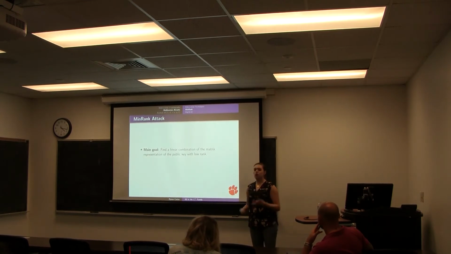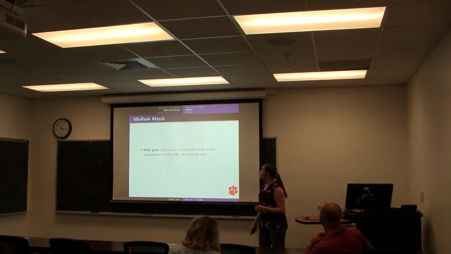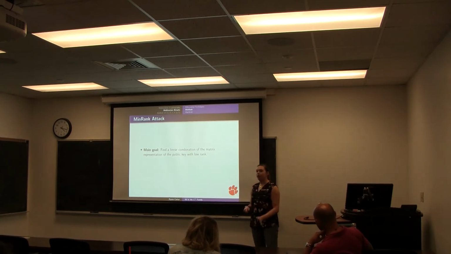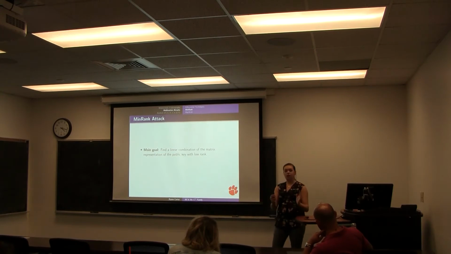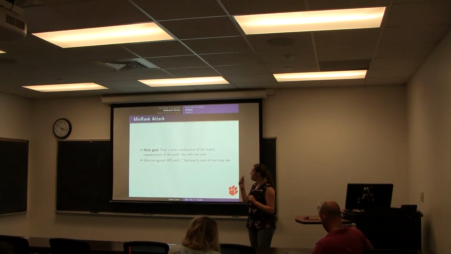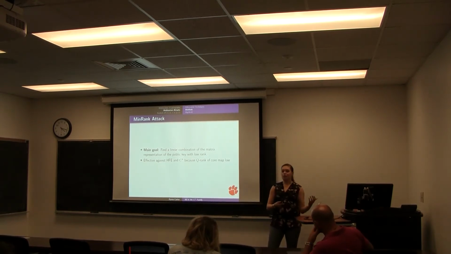And so the main goal of this MinRank attack is we want to find linear combinations of the matrix representation of the public key that have low rank. Because I know that that central map has low rank. So I want to be able to find a linear combination of the public key, so the stuff that I can see, that has low rank, because then I can find an equivalent key to the private key. So this attack is very effective against HFE and C-star, just as we saw on the previous page. Those are going to be these maps that have very low Q-rank.